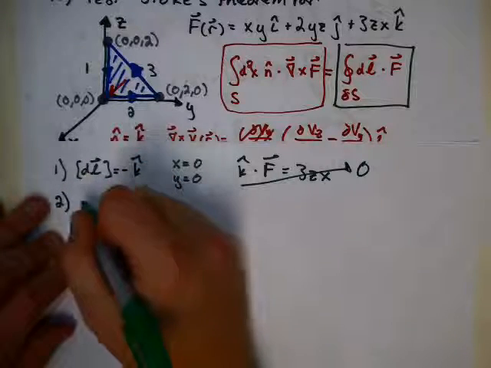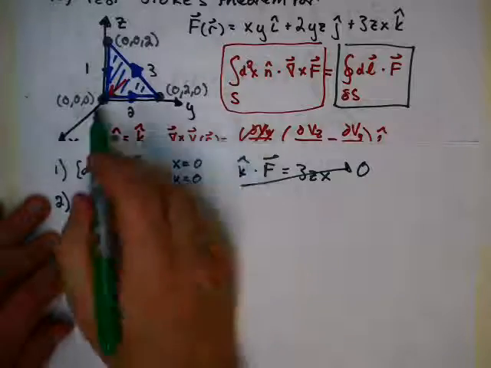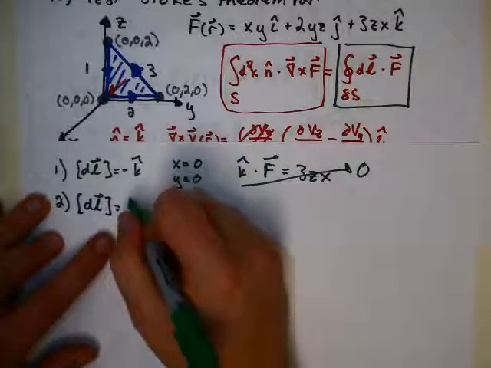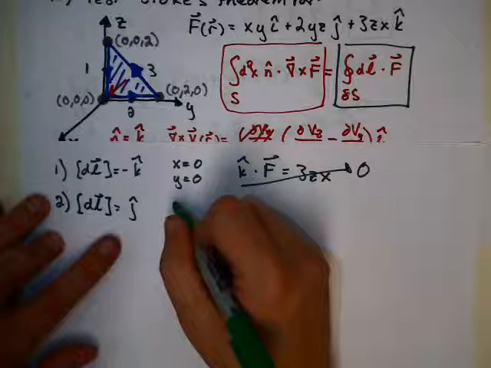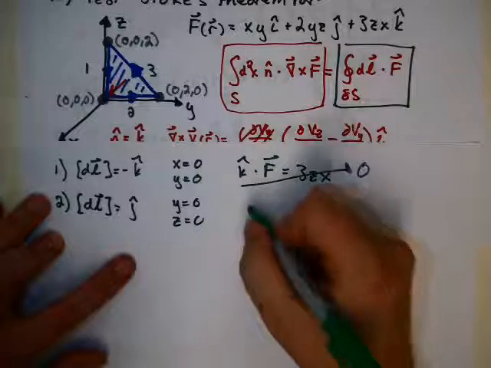For the second part, I can see that the direction of dl goes from the origin out to 2 along the y-axis. The direction is going to be positive j hat, and I'm going to have that x equals 0 and z equals 0 along that path.